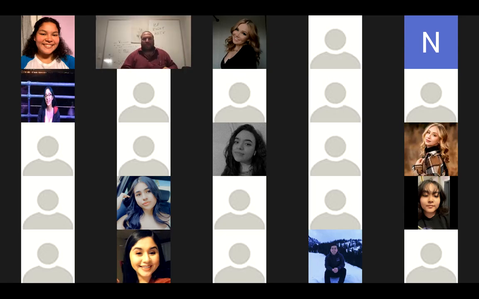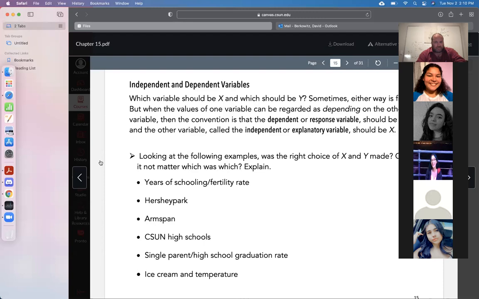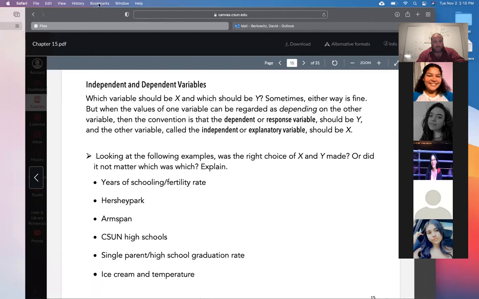All right, so welcome back. We are now in week 10, almost 2/3 of the way through the semester. And this is now lecture number 19, I guess. And we are continuing on chapter 15, which is on correlation, scatter plots and correlation.